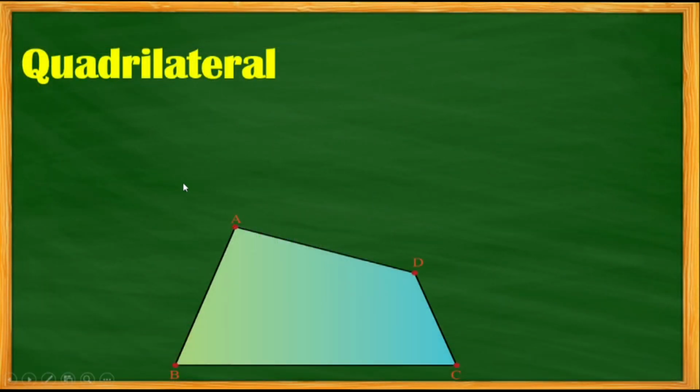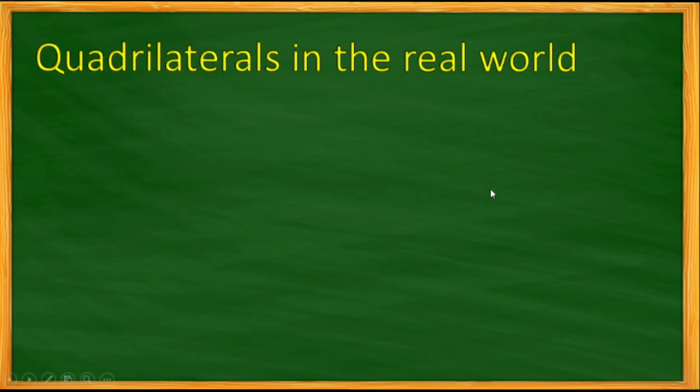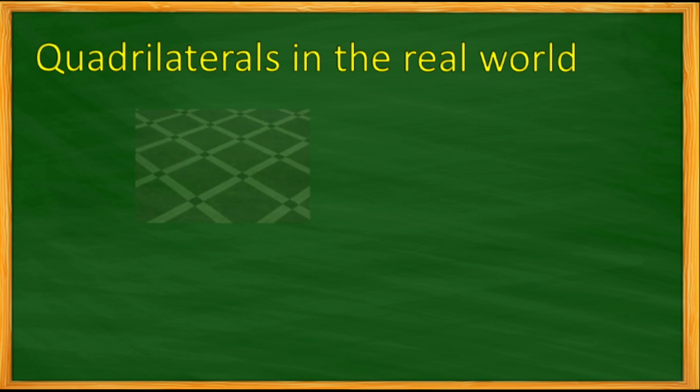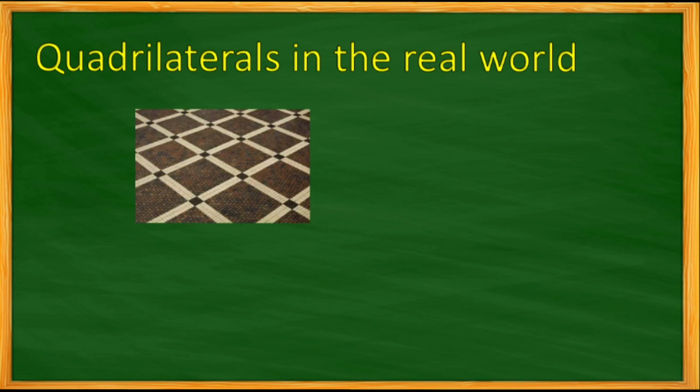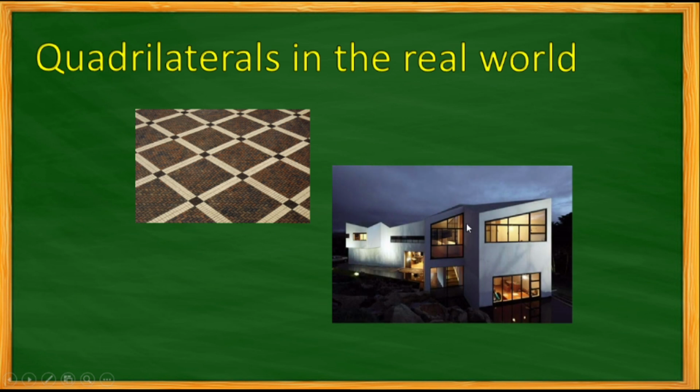So let's define first a quadrilateral. A quadrilateral is a polygon with 4 sides and 4 angles. It is classified as a square, rhombus, rectangle, and parallelogram, or a trapezoid. A quadrilateral in the real world is like this one. So, tiles. So this one is a quadrilateral.